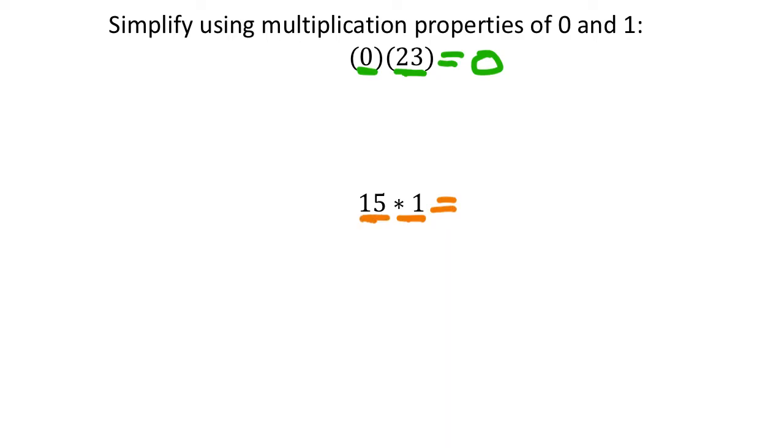And just like we went over, anything times 1, that's just the identity property. So 15 is the identity. If you take that and multiply it by 1, you get the identity back, 15.